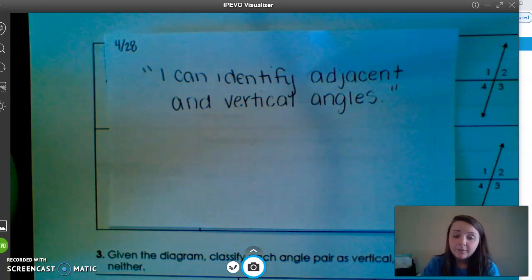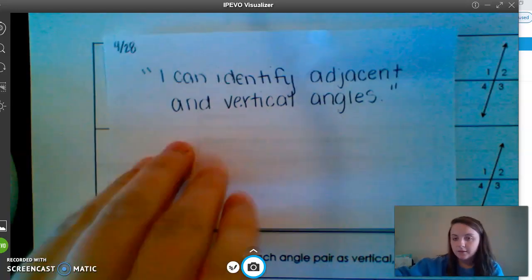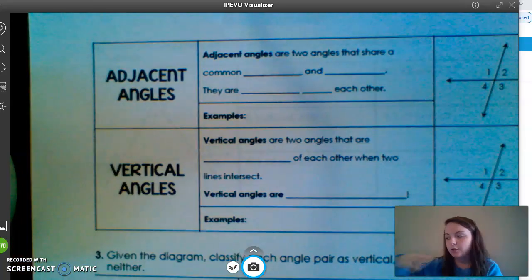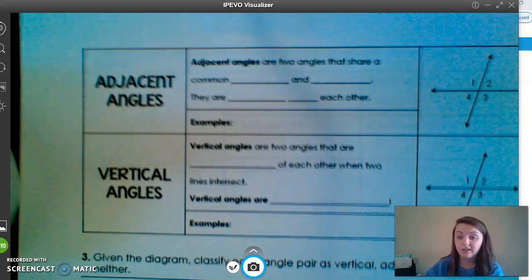Hey guys, so today we're going to continue on some more with geometry, and our I CAN is: I can identify adjacent and vertical angles. So before we can talk about adjacent and vertical angles and use them, we have to give definitions, talk about what they really are.